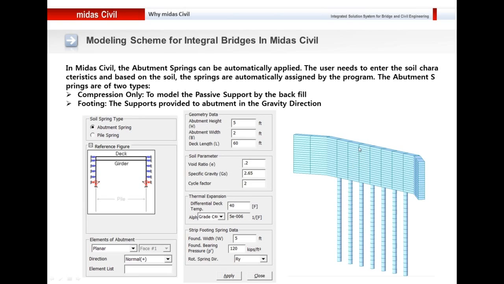And it will apply two types of soil springs. The first type would be the compression only springs, which would provide the passive support by the backfill, and it will also apply the support to the footing. So basically the abutment is resting on the soil. So the bottom fiber of the abutment will have certain upward reaction from the soil, and to model that reaction, we use the springs that are applied on the bottom nodes of the abutment. So this is how the abutment springs are modeled by Midas Civil.